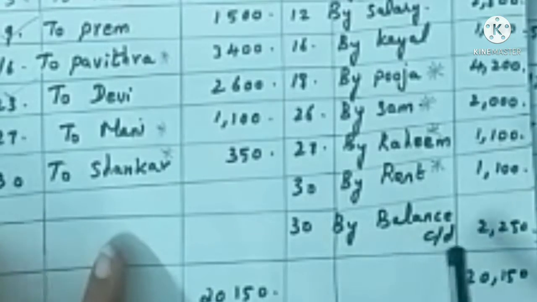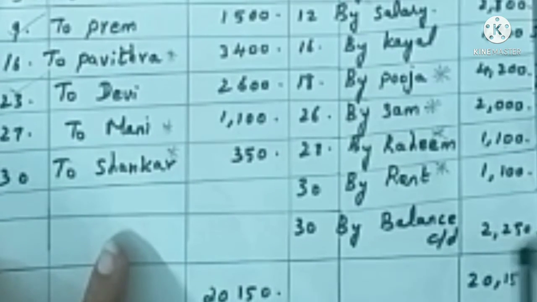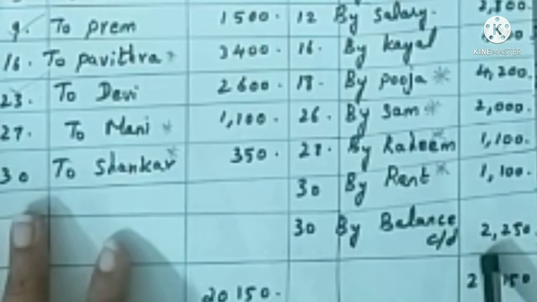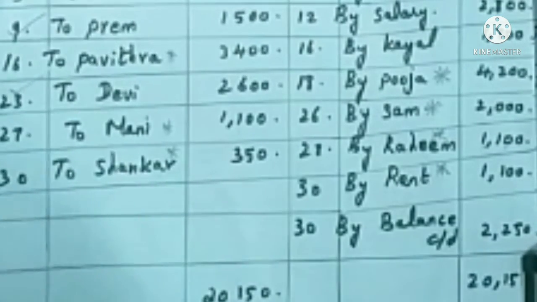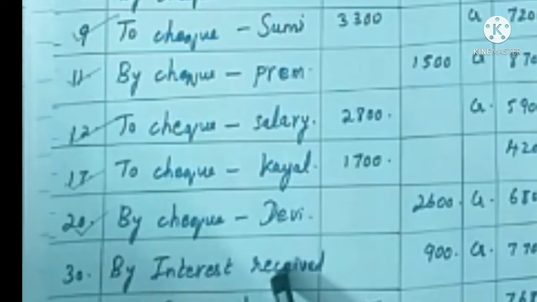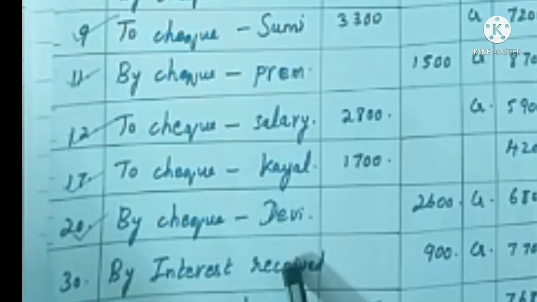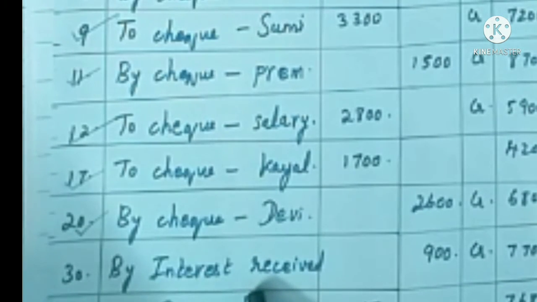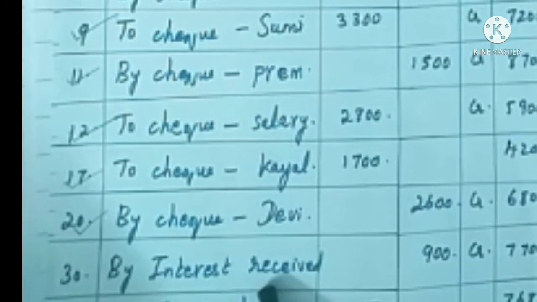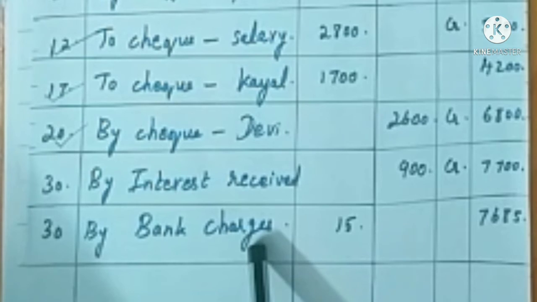Then the last one is by balance carried down 2250. That is cash balance. Balance as per cash book rupees 2250. So in this problem I am going to start from balance as per cash book and I'm going to end in balance as per passbook. We already discussed that in bank book, that is in passbook, interest received will be recorded first in passbook but not in cash book. Similarly, bank charges will be recorded in the passbook first but not in cash book.